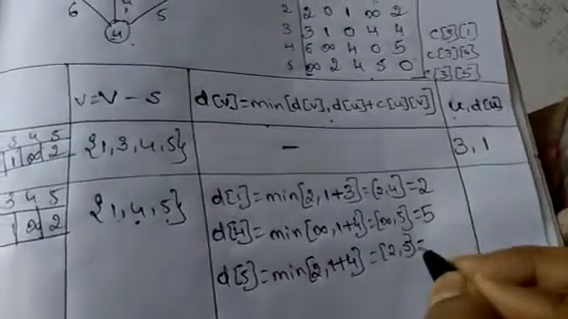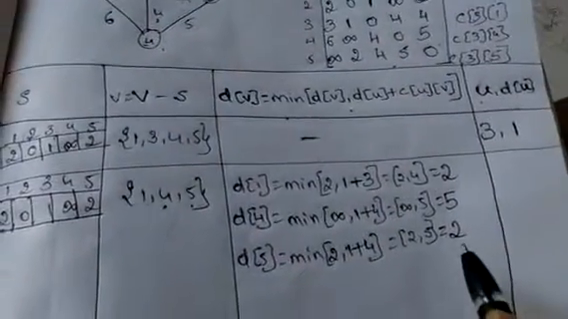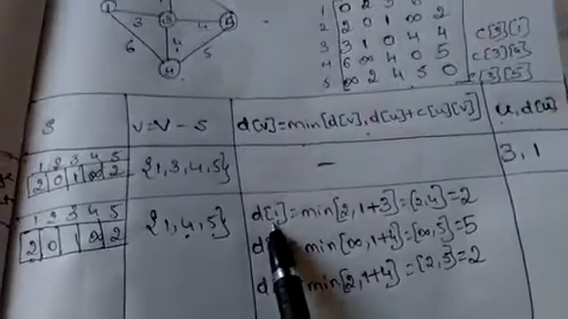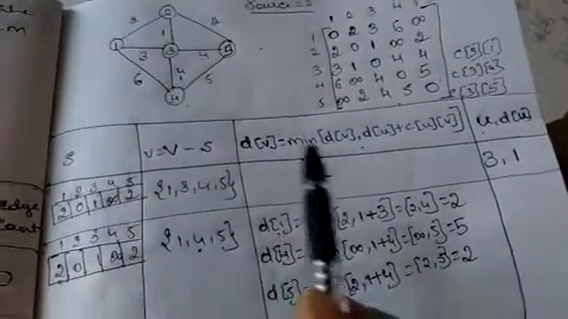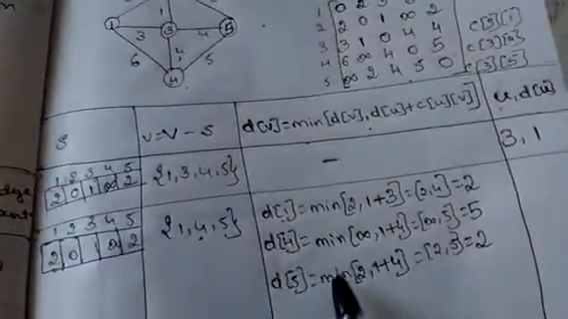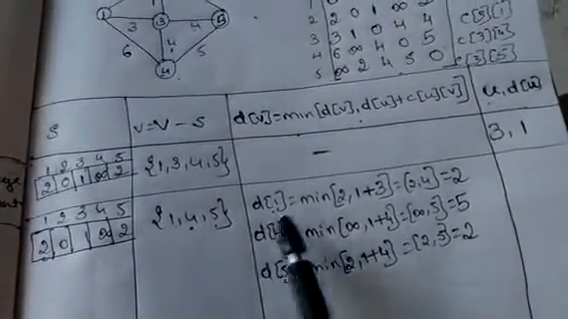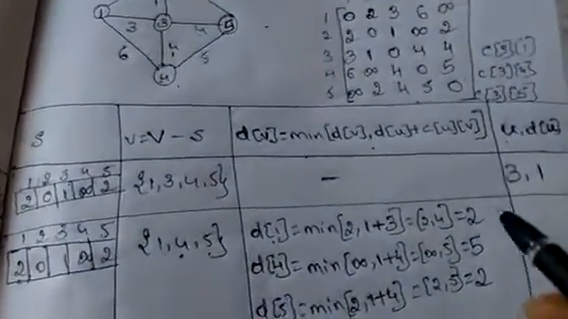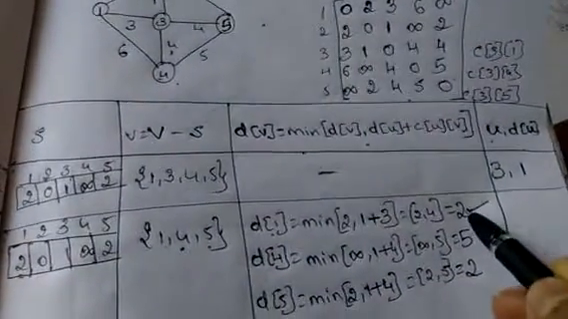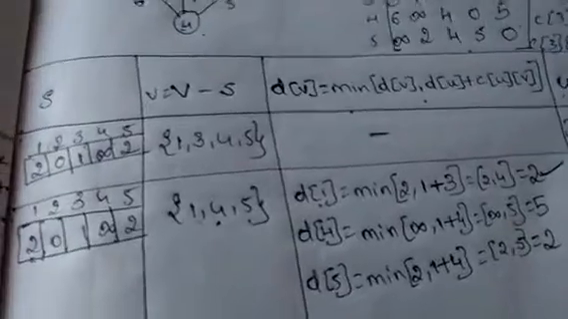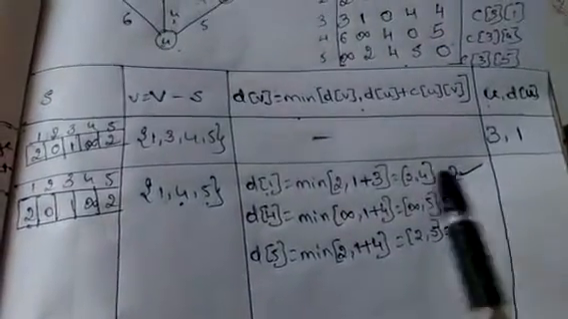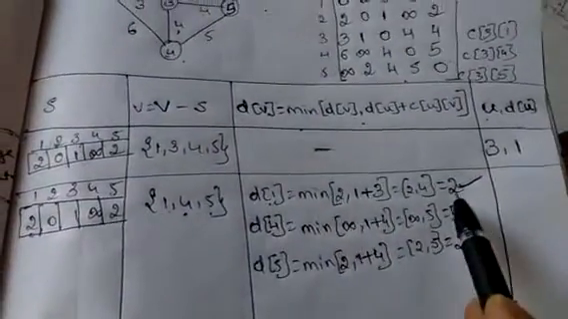Two, 5, which is minimum. 2 is minimum. So here d of 1 is also 1. From 2 to 1, and then d of 5 is also 2, d of 1 is also 2. According to the order, I'll take first d of 1 is equals to 2. What is the meaning of this d of 1 is equals to 2? I have to take from 2 to 1, the weight is 2.